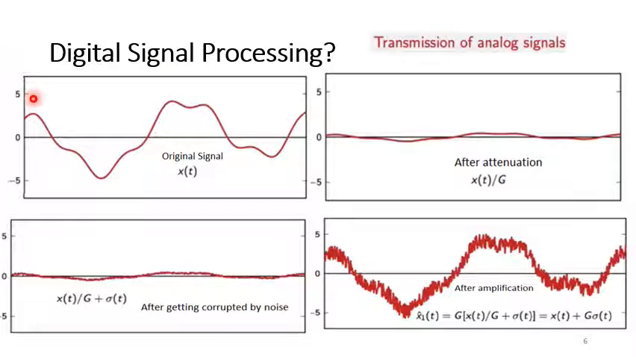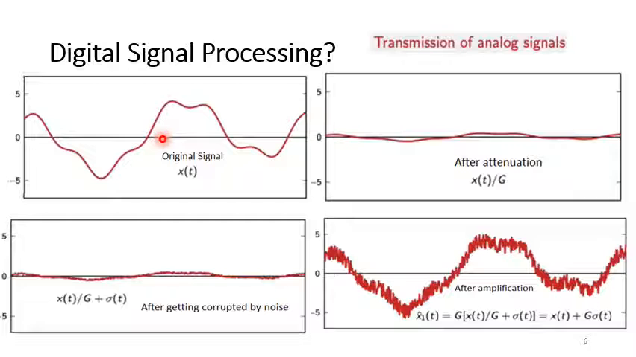So from this slide onwards, we are starting a new chapter. Before starting the new chapter, let's see why we want digital signal processing. To understand why digital signal processing is important, or why it has advantages over analog signals, let's consider a signal x of t.